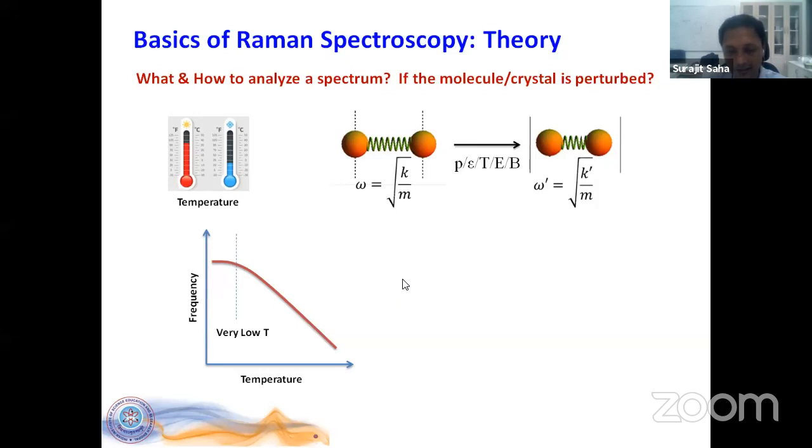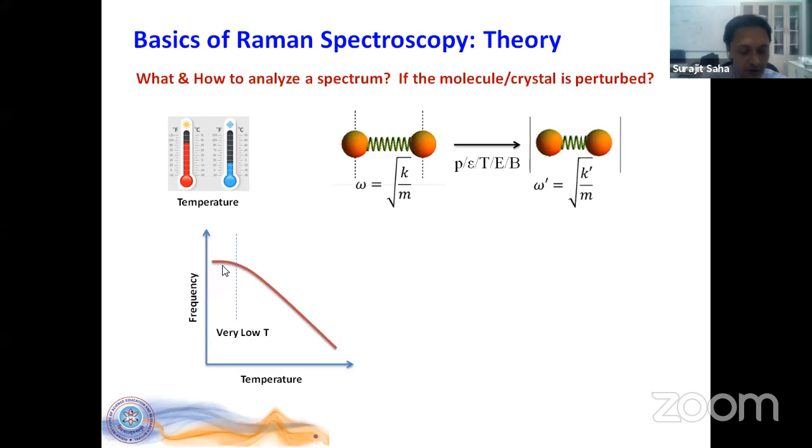What happens? If the specimen has a positive thermal coefficient of expansion, that means with increasing temperature, the molecule or the crystal will expand, the unit cell will expand, right? Due to the expansion, the stiffness of the spring constant will go down. As the temperature increases, the volume expansion happens, and the volume expansion leads to a decrease in the spring constant, and that spring constant reduction will amount to a reduction in the frequency. That is where you can see I have plotted that the frequency is decreasing with increasing temperature. So with increasing temperature, it is expected that a phonon frequency would decrease.